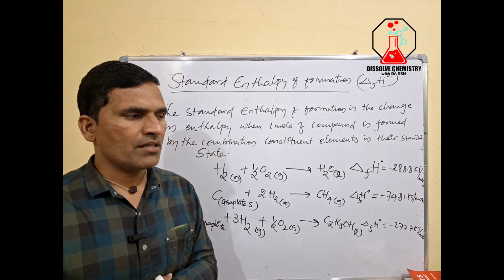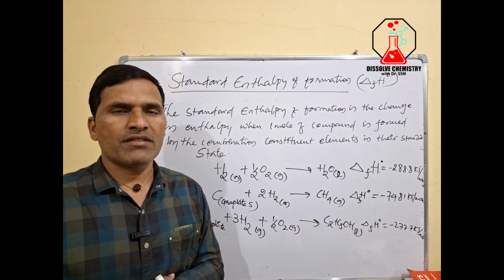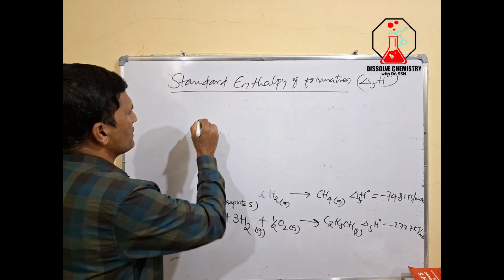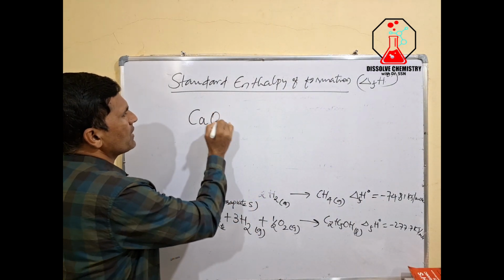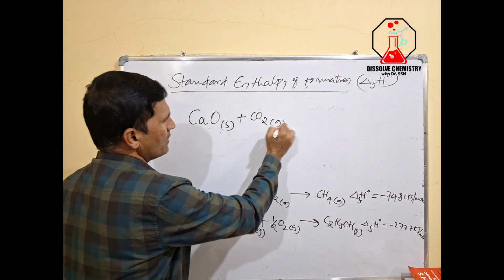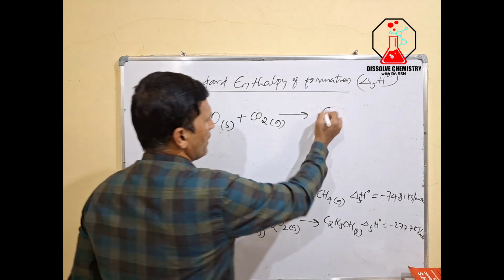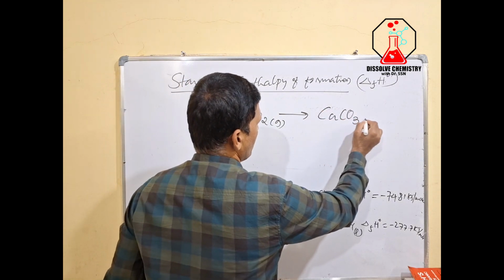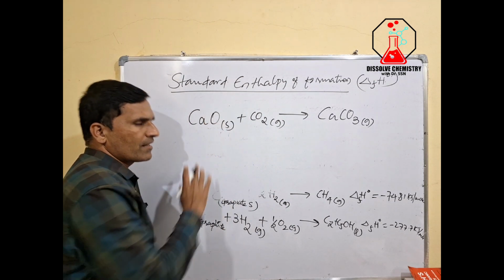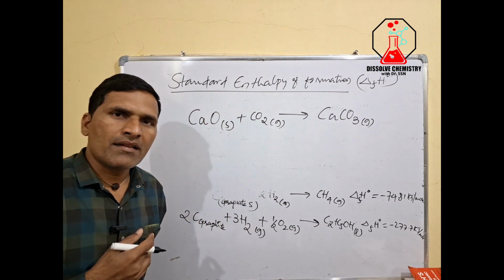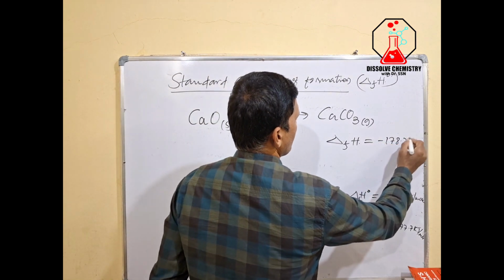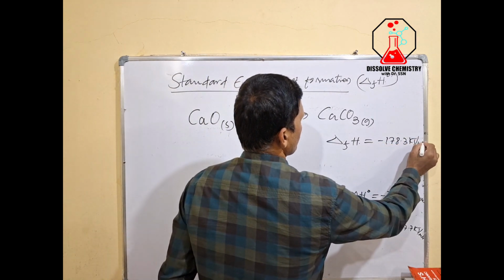Now the question may arise. Let us take one example and illustrate what it exactly means. Suppose you take calcium oxide solid plus CO2 gas in its standard state, and it will give calcium carbonate. Is this reaction an enthalpy of formation? The value is minus 178.3 kilojoules per mole.